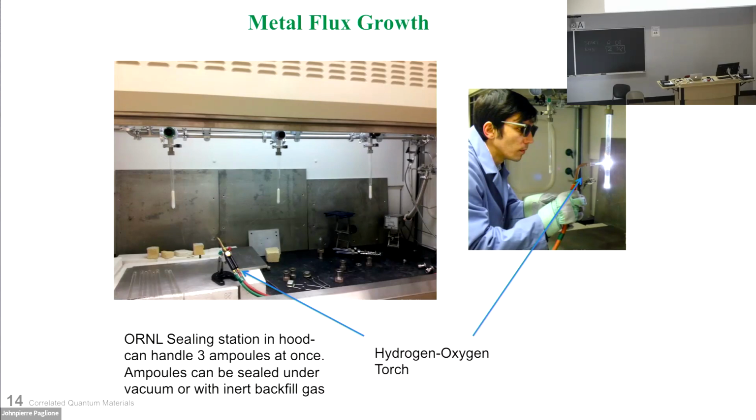This is a sealing station in my group. We have 3 of these different ampules. There's a mechanical pump down here. You can also backfill with argon or helium, whatever you want, or just leave it in vacuum. And this is Byram Safarov sealing one of these flux growths. There's a couple of aluminum oxide crucibles here, and he's sealing it off from air using a hydrogen oxygen torch. And this system is very simple. These are all commercially available valves and parts, so it's easy to take apart, easy to clean, which you need to do on occasion.